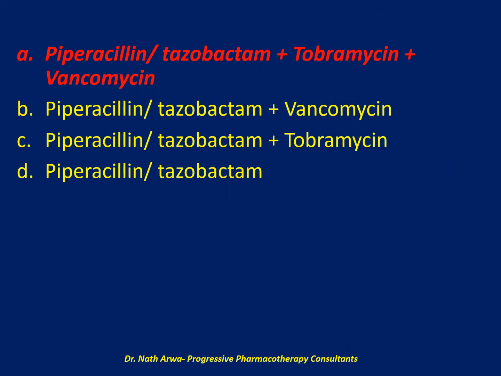I would settle for A and infuse piperacillin-tazobactam plus tobramycin plus vancomycin. Now, according to the current IDSA and American Thoracic Society guidelines for management of adults with hospital-acquired and ventilator-associated pneumonia, patients with risk factors for MDR VAP should receive empiric coverage of MRSA and double coverage of Pseudomonas aeruginosa.